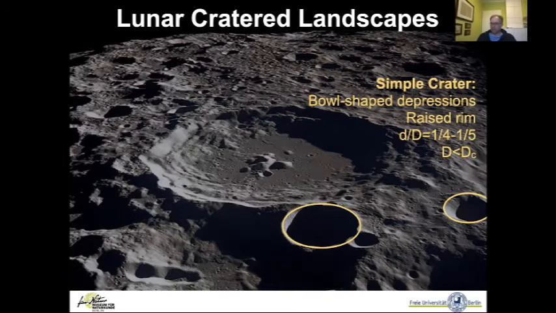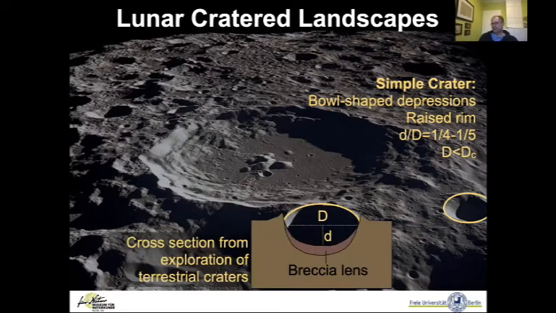It's bowl-shaped. Can you actually see my mouse? I suppose so, yeah. So you see this bowl-shaped structure. You see a raised rim. They tend to be smaller. The depth-diameter ratio of these craters is about 1/4 to 1/5, roughly. And you notice loads of them. This is what we call a simple crater. Well, it looks like a simple bowl-shaped structure.